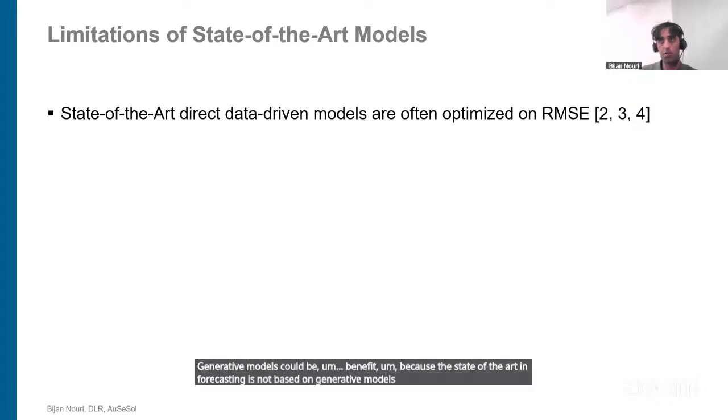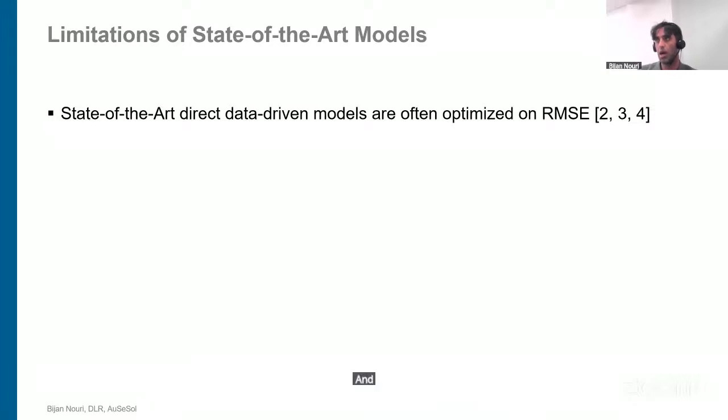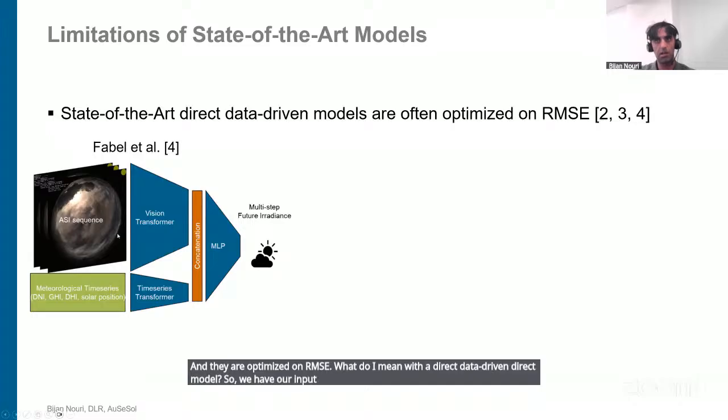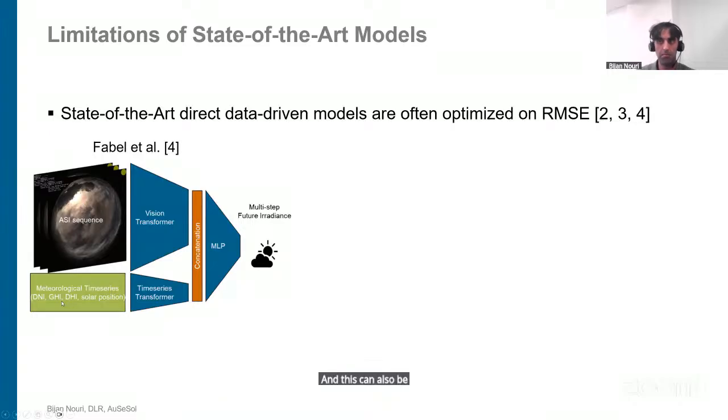These are normally or currently direct data-driven models, and they are optimized on RMSE. What do I mean with a direct data-driven model? So we have our input. These are sky images, and this can also be some meteorological time series. So this can be DNI data, GHI data, and so on.